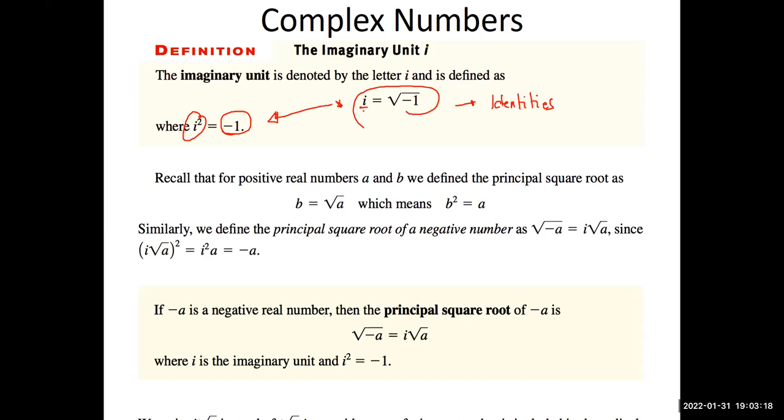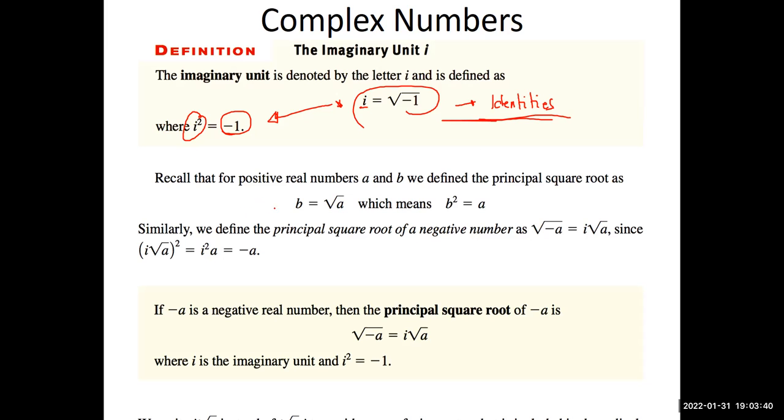So the value of i, which is equal to the square root of negative 1, and i squared equal to negative 1, should always be remembered. These are considered identities, meaning they are always there.